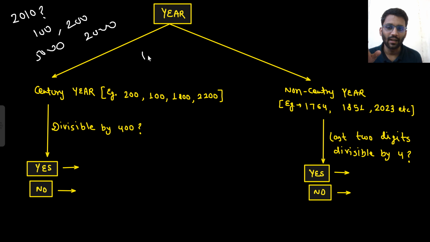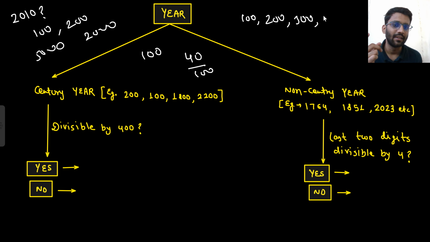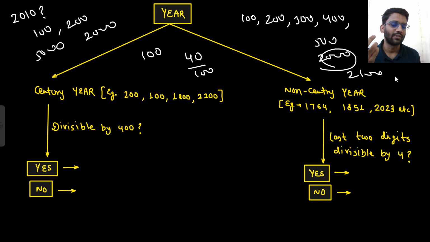Tell me, is 100 a century year? Yeah, it is a century year. Is 40 a century year? No, 40 is not a century year. It is not divisible by 100. So it has to be a century year. What will be the century years? 100, then plus 100, then plus 100, and so on. So these are the century years: 2000, 2100, 2200.